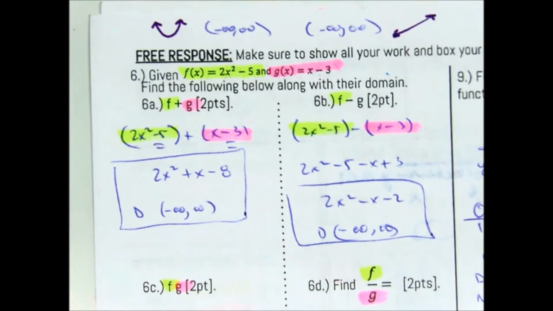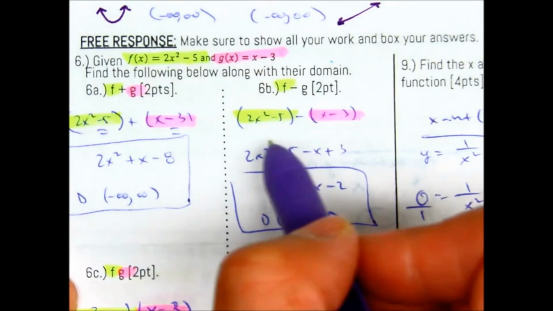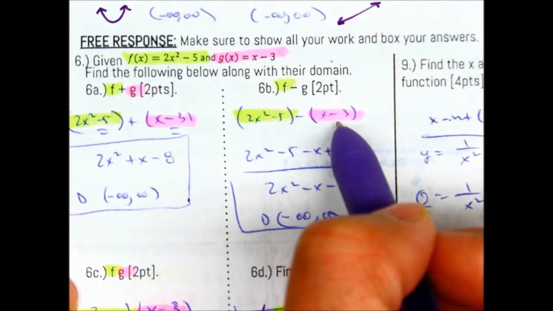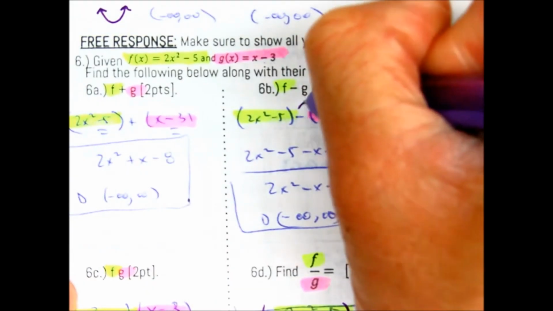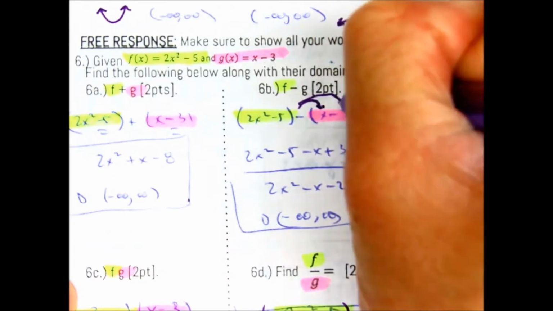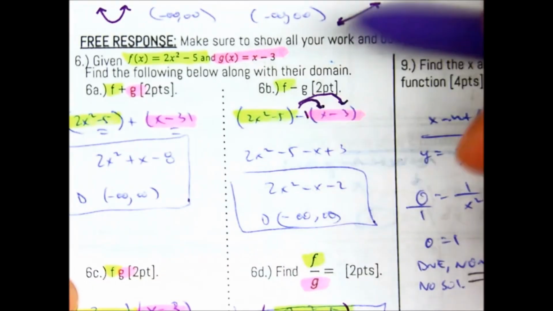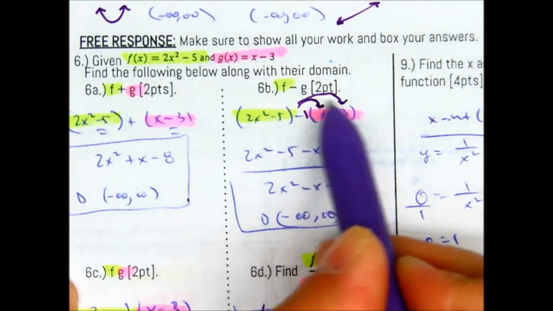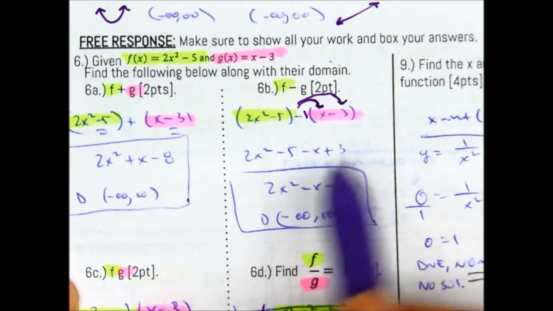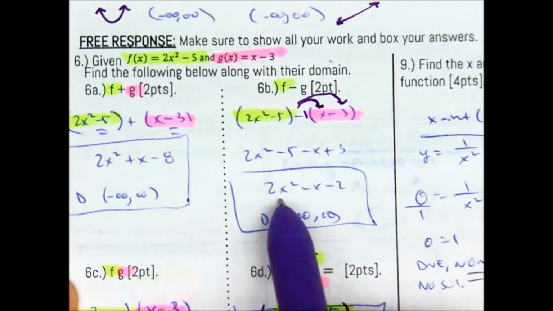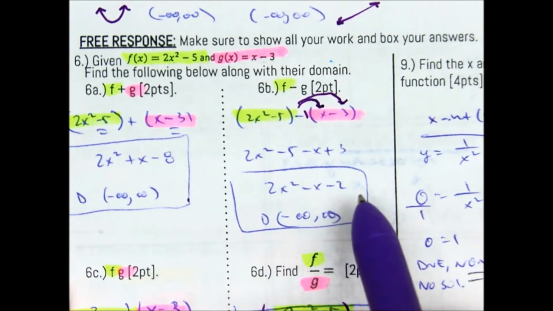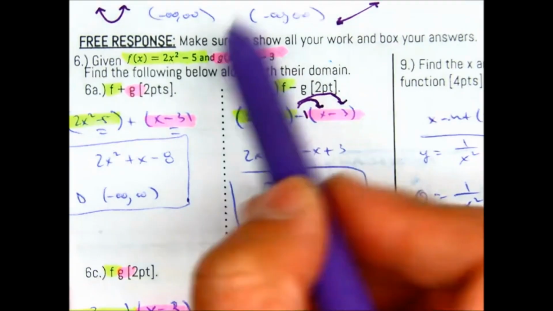Let's look at B. Now look at what happens if you don't put these in parentheses. 2x squared minus 5 and x minus 3. You're going to have to distribute that negative sign. Another way of thinking about it is a negative 1. So it's negative 1 times x gives you negative x. And negative 1 times a negative 3 gives you a positive 3. You combine like terms, you get 2x squared, negative x, and a minus 2. Same thing, you're looking for the least restrictive domain. Since they're the same, then you'll have negative infinity to positive infinity.